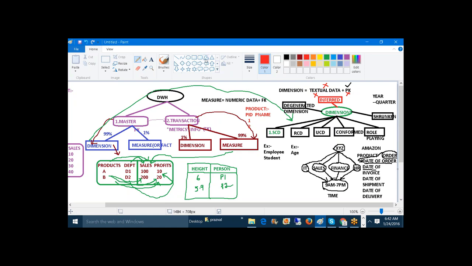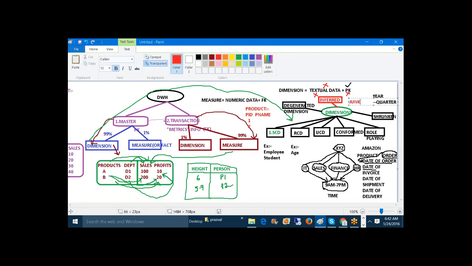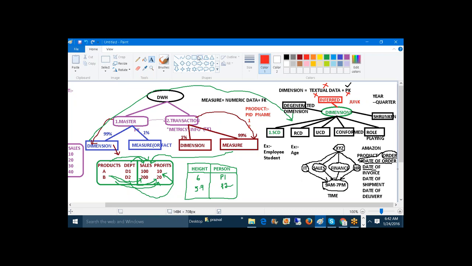And the last type of dimension is the junk dimension. The ninth type of dimension is the junk dimension. So what is a junk dimension? Basically, junk means unwanted or unrelated. If the dimension is storing unwanted attributes or unwanted information, then such a kind of dimension is known as a junk dimension. In the data warehouse, if you have some unwanted information, we just create one table known as the junk dimension table, and we dump all the unwanted information into that junk dimension table.